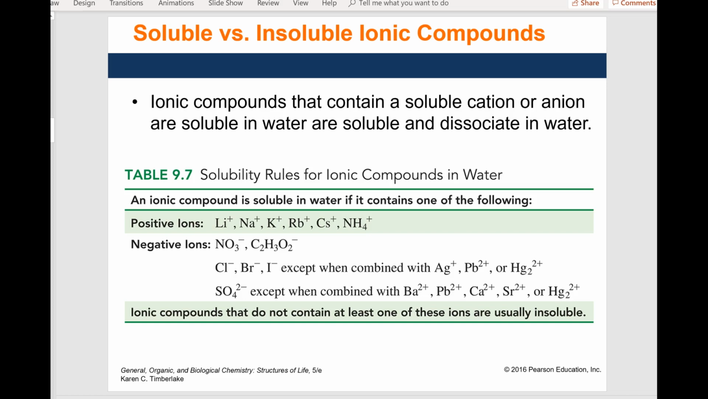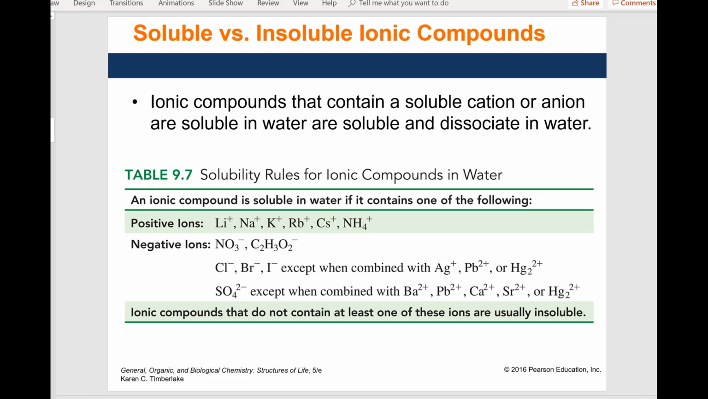There are, however, a couple of exceptions to be aware of. If you have one of these three and it happens to be paired with silver, lead 2, not lead 4, lead 2, or mercury 1, it is not soluble. And so if we were to produce silver chloride, we would see a precipitate. We would see a solid forming because silver chloride is not soluble. It is insoluble in an aqueous solution.